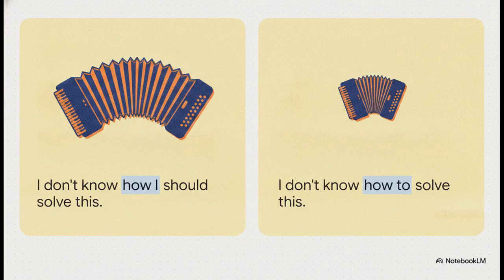Now, what's really interesting about this is a brilliant efficiency hack. Instead of using the full, somewhat wordy clause, I don't know how I should solve this problem, you can compress it using a W word plus a to infinitive. It becomes simply, I don't know how to solve this problem. It's the exact same meaning, but it just flows so much better.